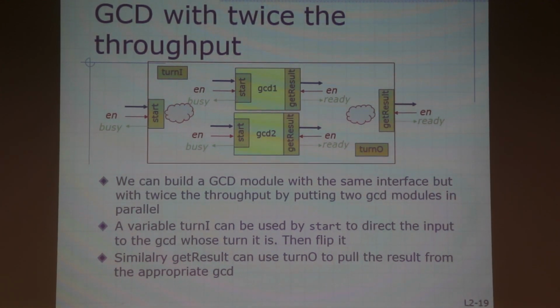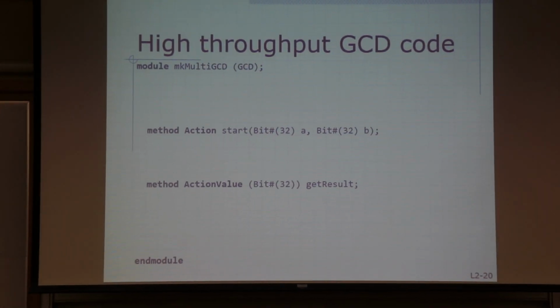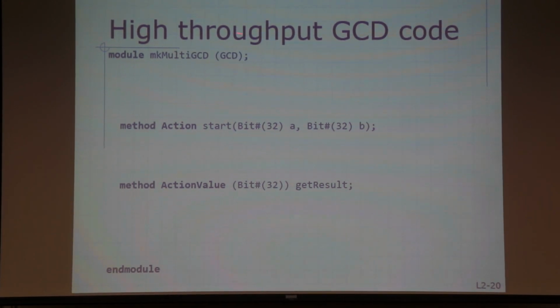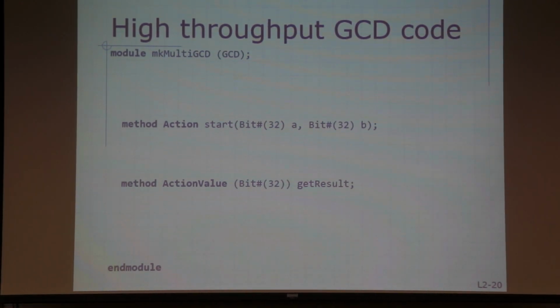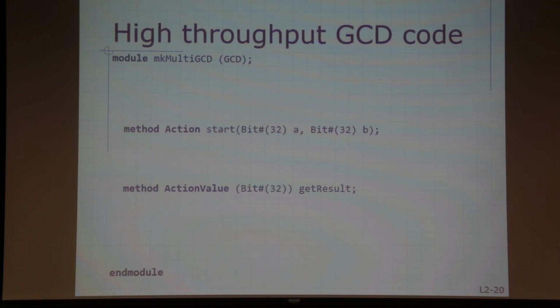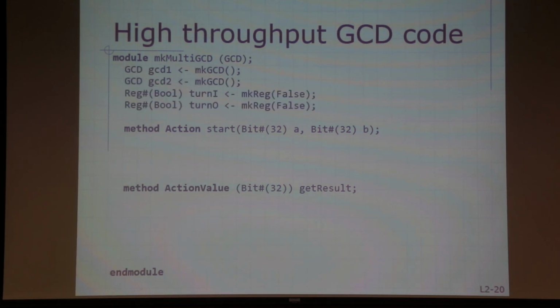Can you implement this one? All right, so this is my high throughput GCD. What is its interface? It's the GCD interface, the module you are building, and that interface says you need two methods. Now let's see who's going to help me. What are the state elements in this? I instantiate these: this is make multi-GCD, this is make GCD. This is the one we have already done, so you know how that one works.